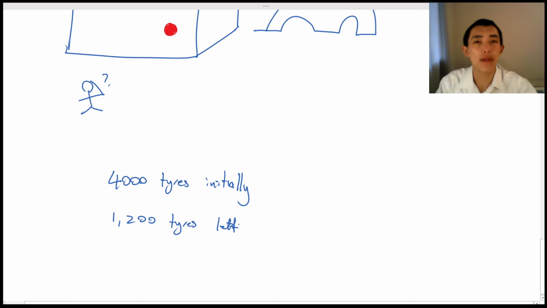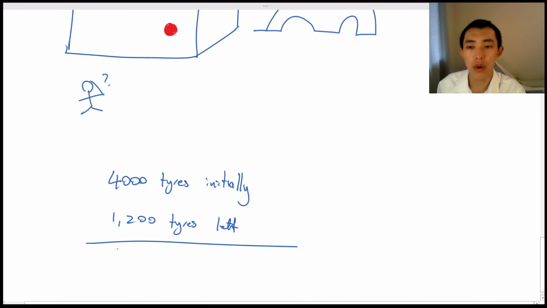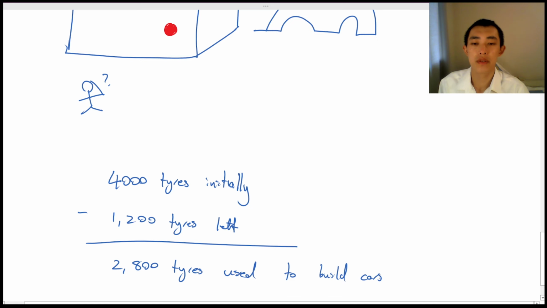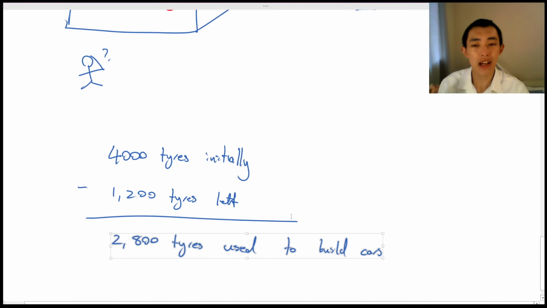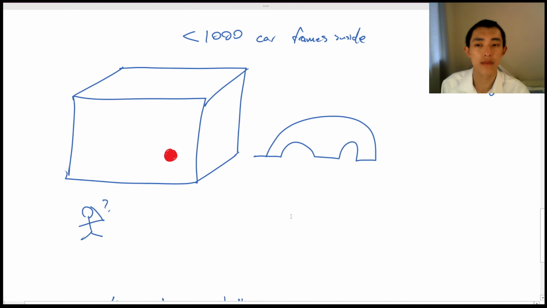So, how many tires were used in the construction process? Well, we must have used 2,800 tires to build cars. You can see that just from looking at the number of tires left and how many tires we had initially, we can deduce the number of tires that we used to build the cars. So we used 2,800 tires to build cars.